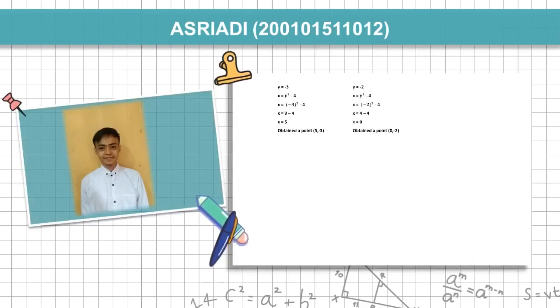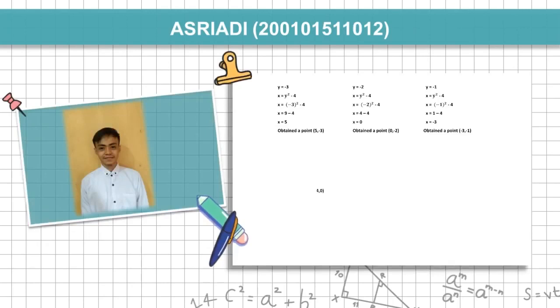For y equals minus 2, x equals minus 2 squared minus 4. x equals 4 minus 4. x equals 0. Then we get the point 0, minus 2. For y equals minus 1, x equals minus 1 squared minus 4. x equals 1 minus 4. x equals minus 3. Then we get the point minus 3, minus 1.